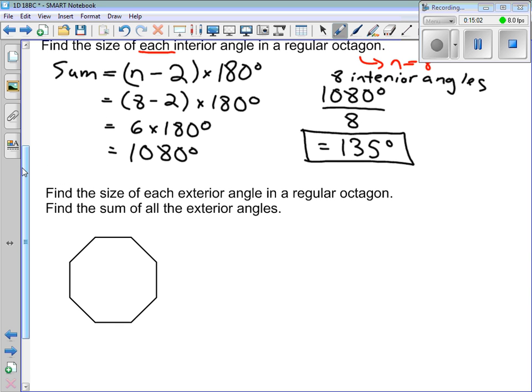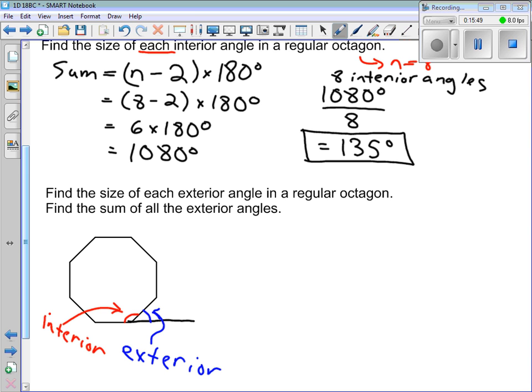Okay, last question here. We're still working with our octagon. Find the size of each exterior angle in a regular octagon, and then find the sum of all of the exterior angles. So first off, what do they mean by an exterior angle? Well, an interior angle is inside our octagon here. Label this as interior. We get an exterior angle by taking one of our sides and extending it like this. This angle here is an exterior angle because it's on the outside of the shape.